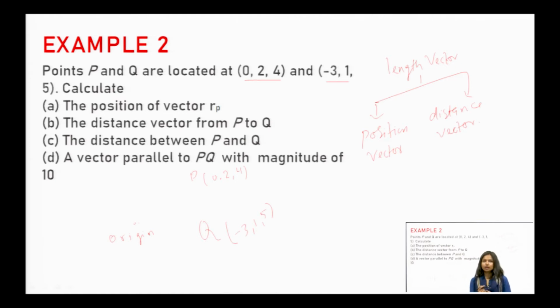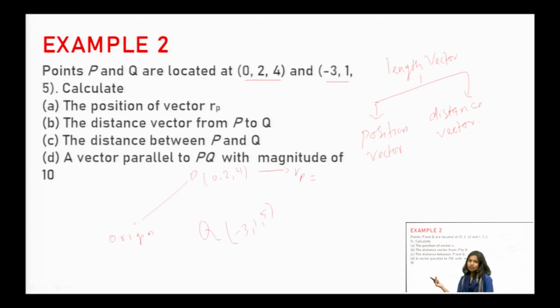Position vector gives the idea about position of a particular point in the space. However, distance vector gives the idea about the distance between two given points. Now in part A, we need to find position vector rp, means we need to find the vector between origin and P. Position vector rp will be equal to final point minus initial point.